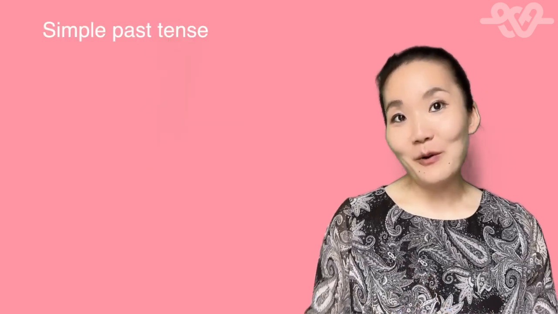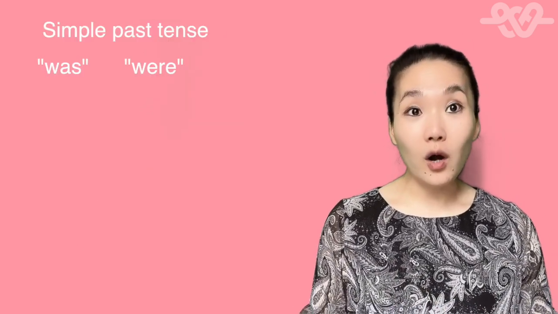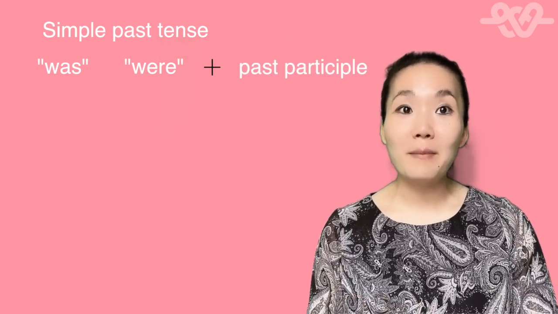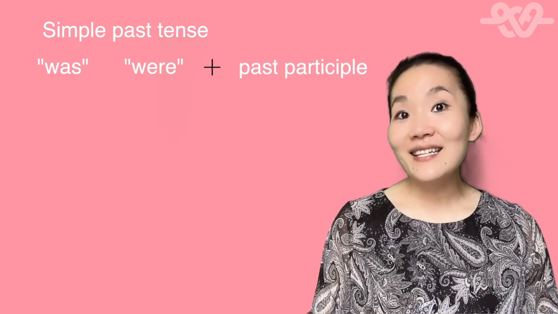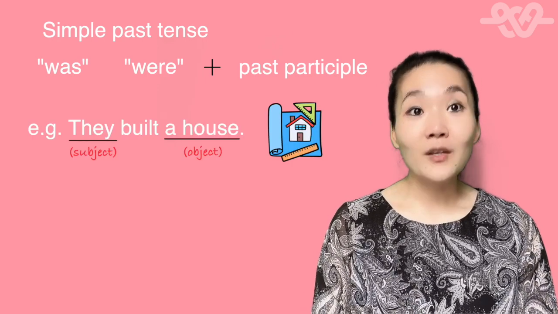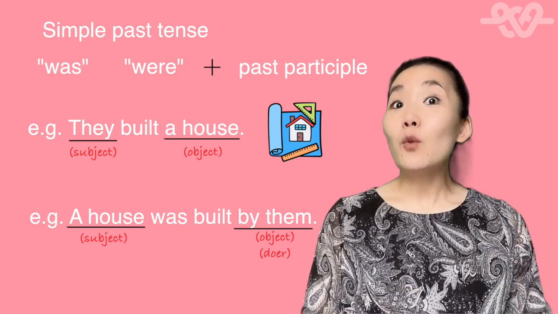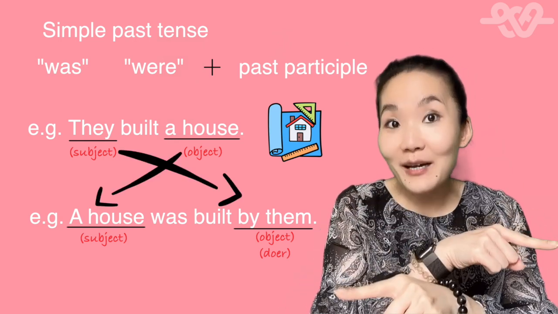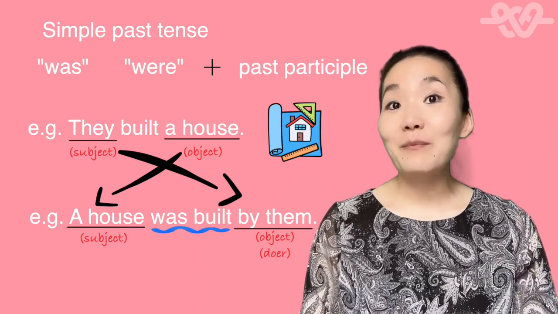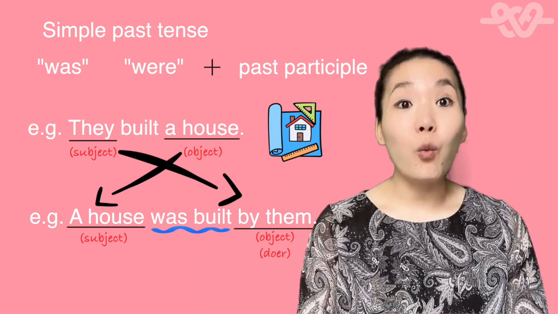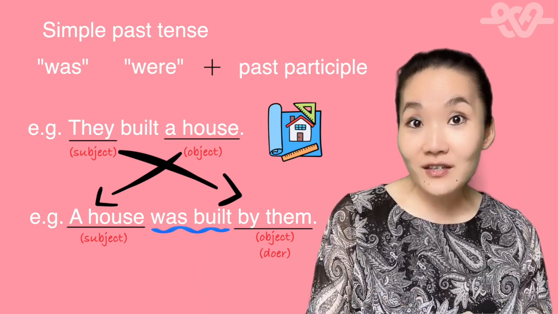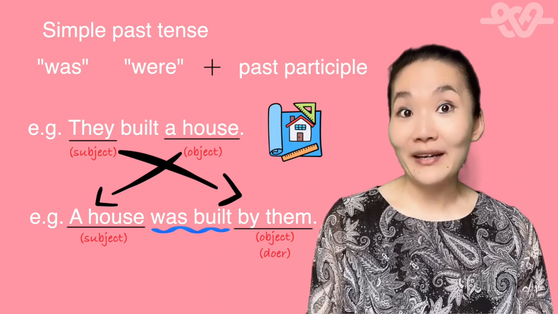Moving on to the simple past tense. We use was or were plus the past participle of the main verb to form passive voice in past tense. Let's take the active voice sentence. They built a house. To change it into passive voice, we once again swap the subject and object and use the correct form of the verb to be. It becomes a house was built by them. Notice how the attention shifts to the action of building the house.